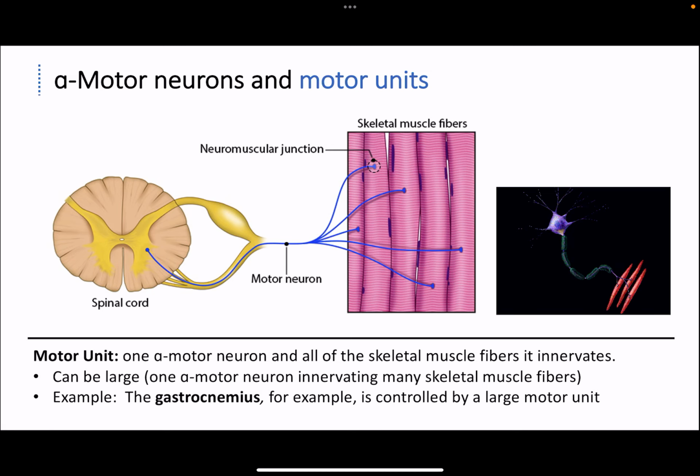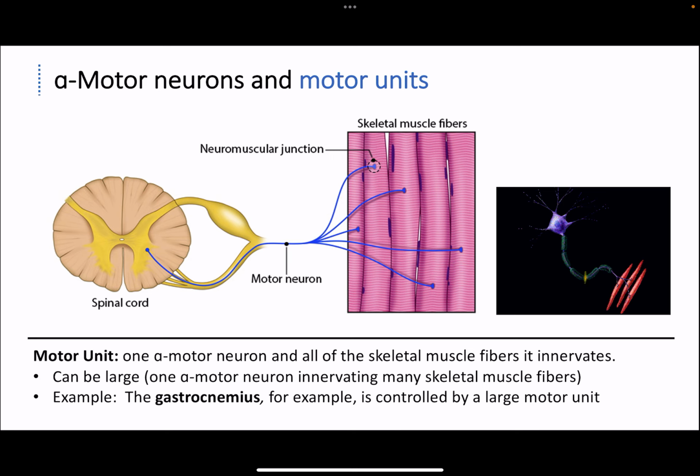So in this part, part two of our lecture, what we'll be looking at now are alpha motor neurons, motor units, and then we'll begin to get into some functional anatomy of the brain. So looking at some specific regions of the brain, some specific regions of the cortex, and what those regions of the brain do. So starting off here with alpha motor neurons.